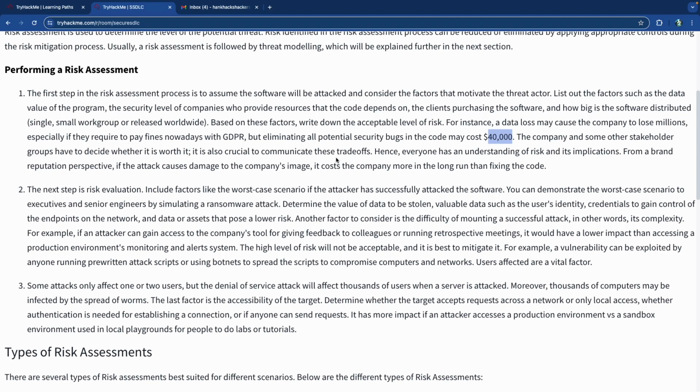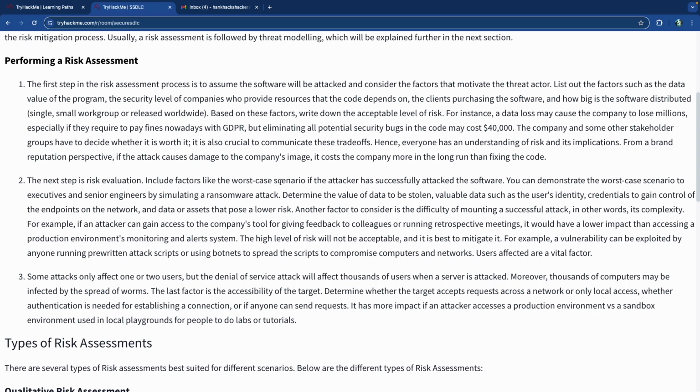Because if you lose the data, or if something happens and there is a privacy issue, you can get fined and you can get sued by your customers for a class action lawsuit, and it can cost a lot more than $40,000. So everyone needs to understand what the risk is and what the implications of that risk are, what the costs are. And then from the perspective of brand reputation, if it causes damage to the company's image or their reputation, it costs the company more in the long run than spending this little $40,000 to fix the code. So it's very, very important to understand the trade-offs, right? So is it $40,000? It's a lot of money, sure, but compared to millions of dollars, right?